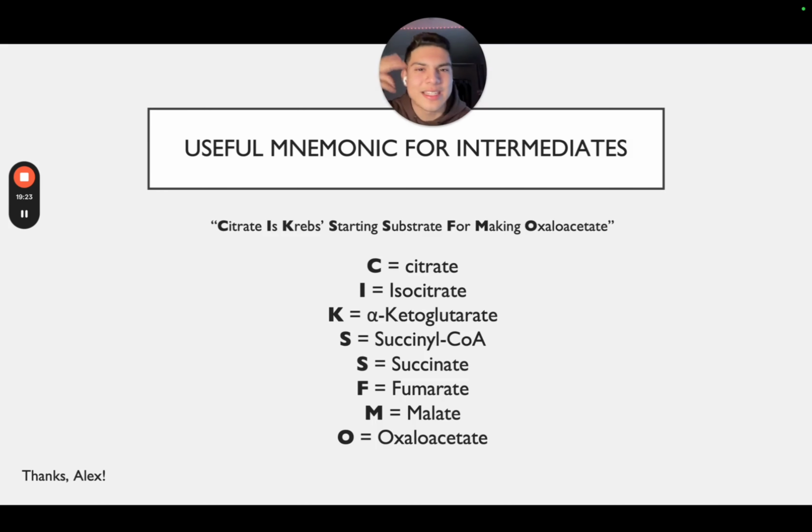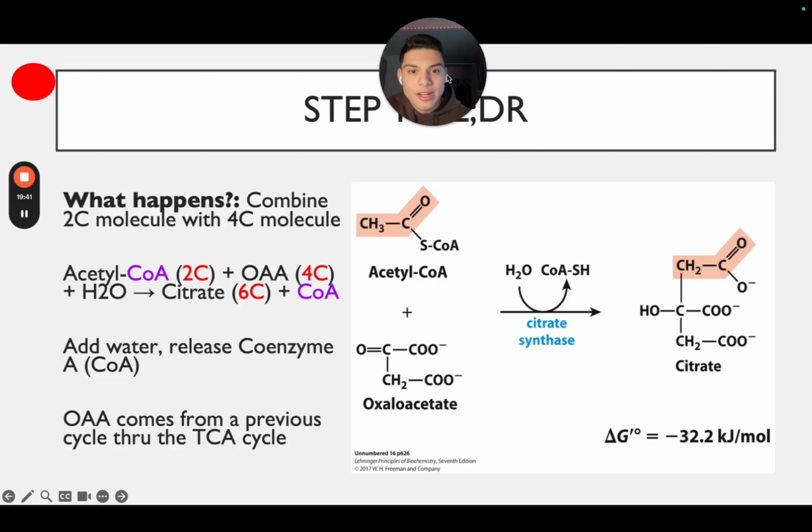So you have to remember the order. That's the one thing you have to keep in mind. Then "4": fumarate, malate, oxaloacetate. And then you end off with the starting and the end. You know that the first part is citrate, and the last part is oxaloacetate. This is a phenomenal mnemonic that I highly recommend you remember. So we're going to go through each step.